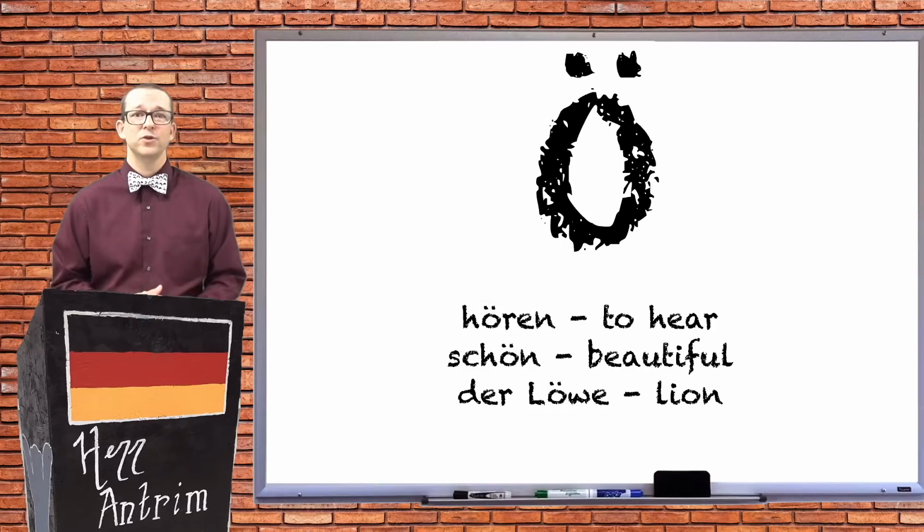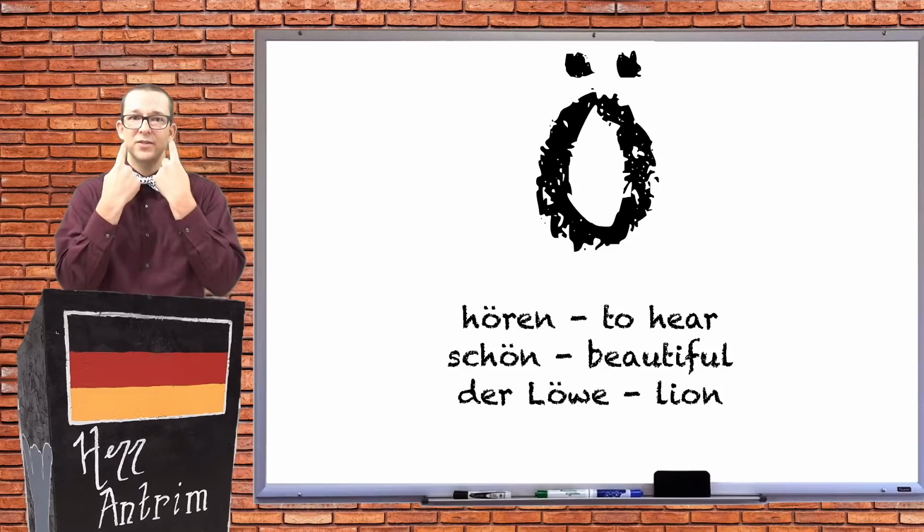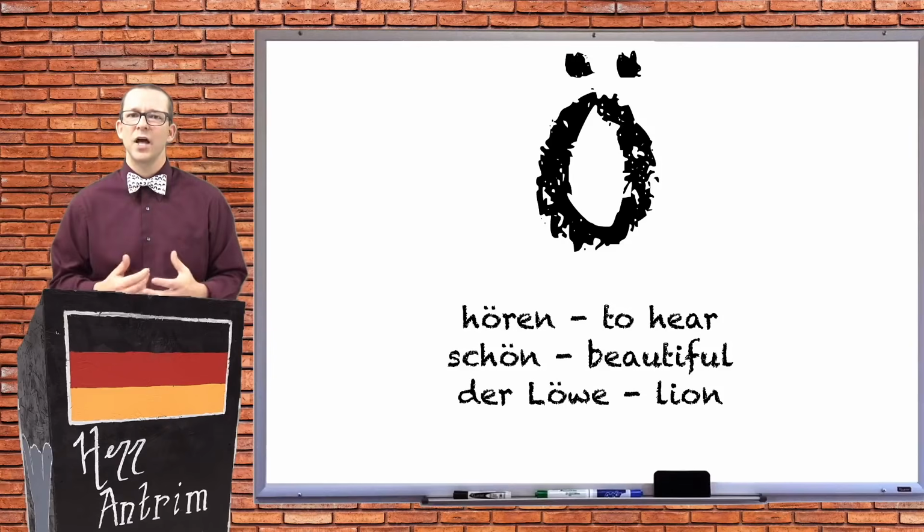The letter O can also be combined with an umlaut, which is a bit more difficult to pronounce than the A with an umlaut. Start with the sound O, and then bring your tongue to meet your teeth in the back of your mouth. Another way to think of this is combining the long O and the English sound E. So you have O, E, O, E, O. For example, hören, schön, Löwe.